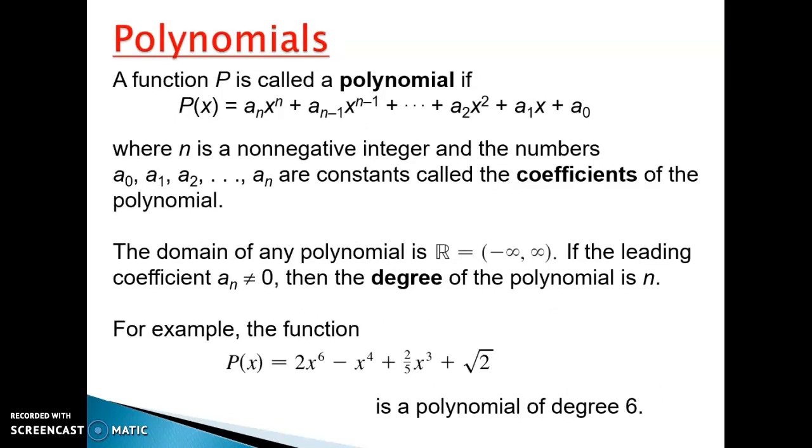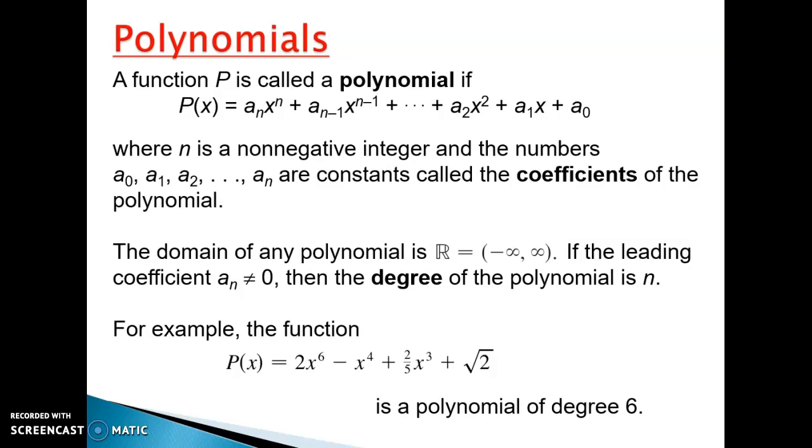All right, next, a quick review of polynomials. Now, this looks daunting, but remember, polynomials are really pretty simple. The function p of x is called a polynomial if it has this type of look to it, where these are just subscripts. This is a coefficient times x to the n plus the next coefficient times x to the n minus 1, and so forth, where n is a non-negative integer and the numbers a sub 0, a sub 1, a sub 2, and so forth are the coefficients of the polynomial.